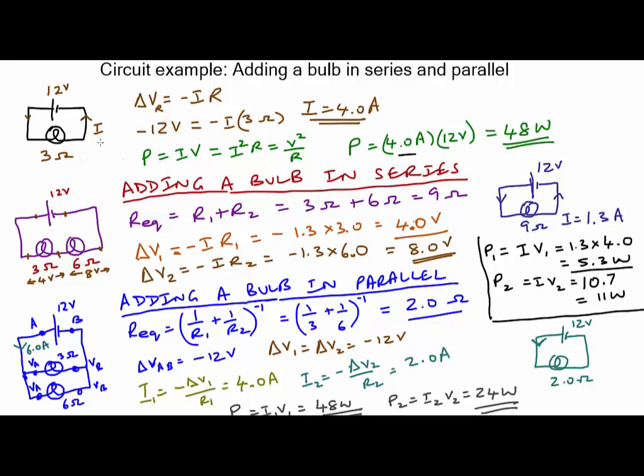When the 3 ohm bulb was by itself, the current it drew from the battery was 4 amps and its power was 48 watts. And look here, the current, after adding another bulb in parallel, is still 4 amps and the power is still 48 watts. So its life did not change at all by adding the new resistance. The new resistance, all it did was draw its own additional current of 2 amps.